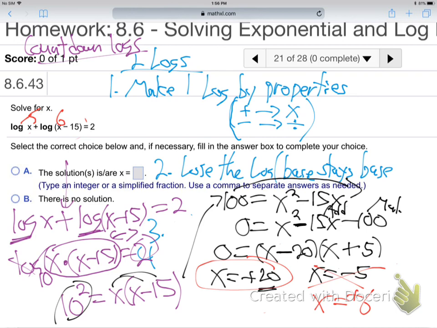Right? Everybody hearing me correctly on that? So you can get negative answers sometimes. And sometimes you throw away positive answers. It just depends what they do when plugged into the inside of the log. You cannot make the inside of any log 0 or negative. That's an error, and so we throw it away. All right, shall we move on?